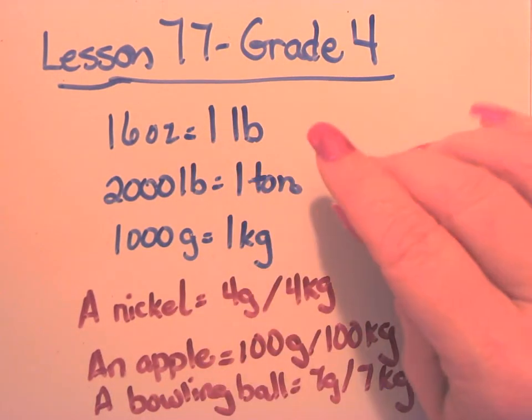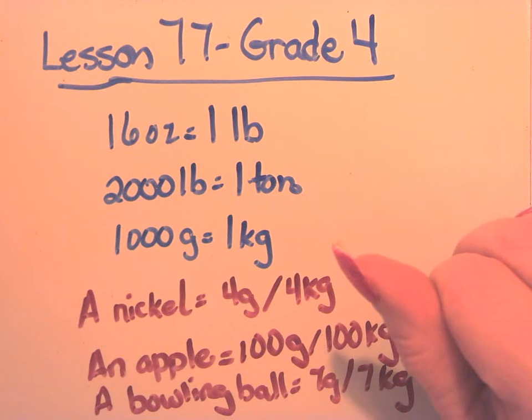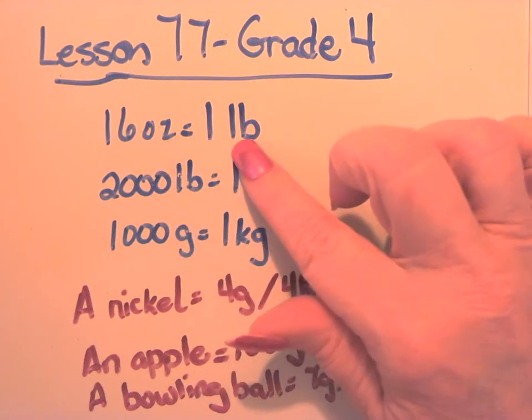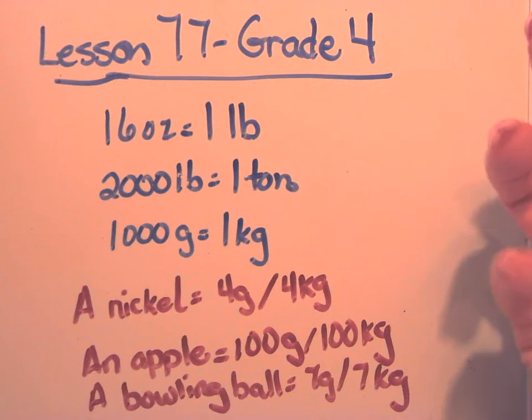What I want you to do, though, is try and find something that equals a pound in your kitchen. See if you can come up with something that equals 16 ounces or something that's exactly a pound, and then you can kind of get an idea of what that amount is worth and how it actually feels.